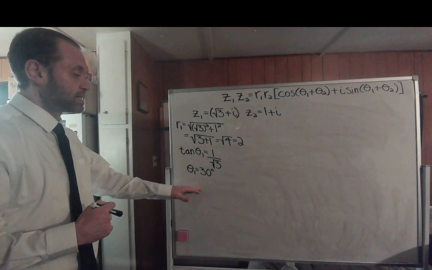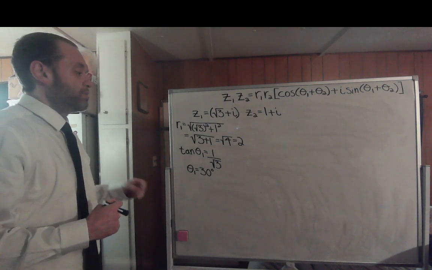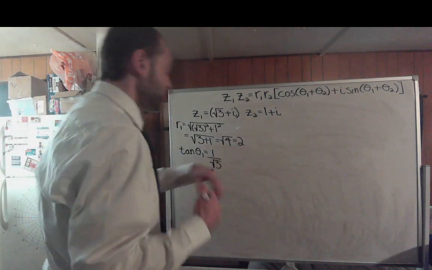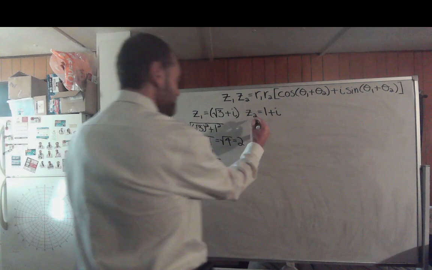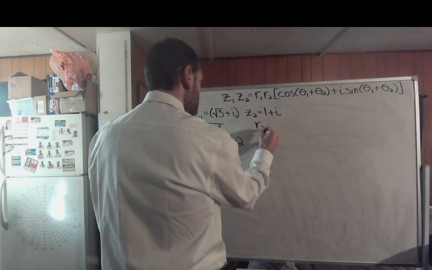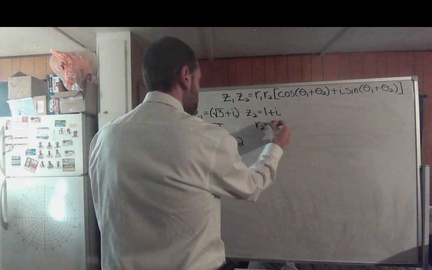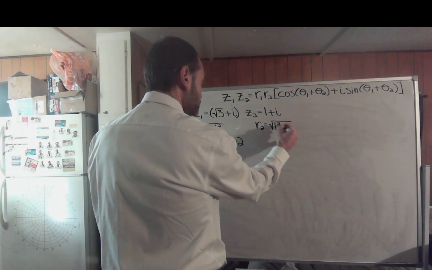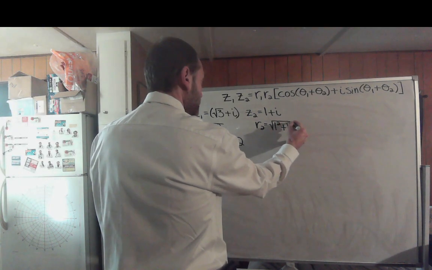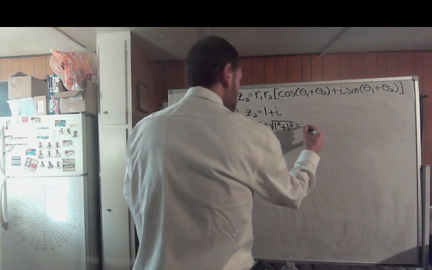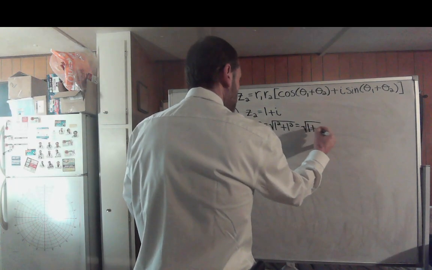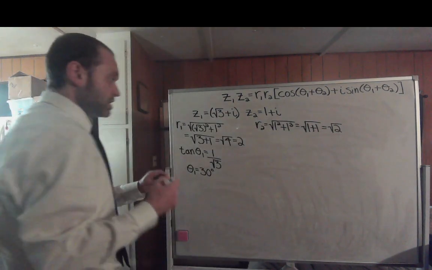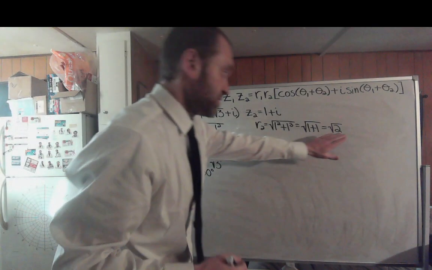All right. Now, let's go ahead and find r sub 2 and theta sub 2. So r sub 2 is going to equal the square root again of my a squared plus b squared. So that'd be 1 squared plus 1 squared, which would give me the square root of 1 plus 1, or simply the square root of 2. So r sub 2 is the square root of 2.